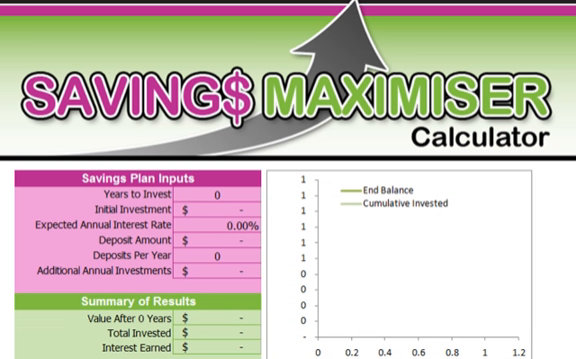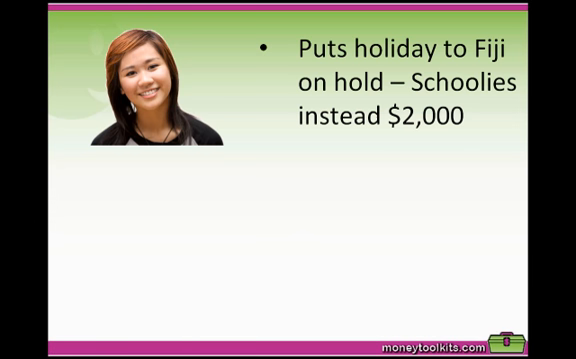Let's have a look at an example. Looking back at Grace from the previous training in Savings Target, Grace was 16 years old and she was saving for a holiday to Fiji. Assuming that after saving for 2 years, so Grace is now 18, and seeing all of the money in her bank account build up, she decides to put her trip to Fiji on hold, and she wants to go to schoolies instead on the Gold Coast.